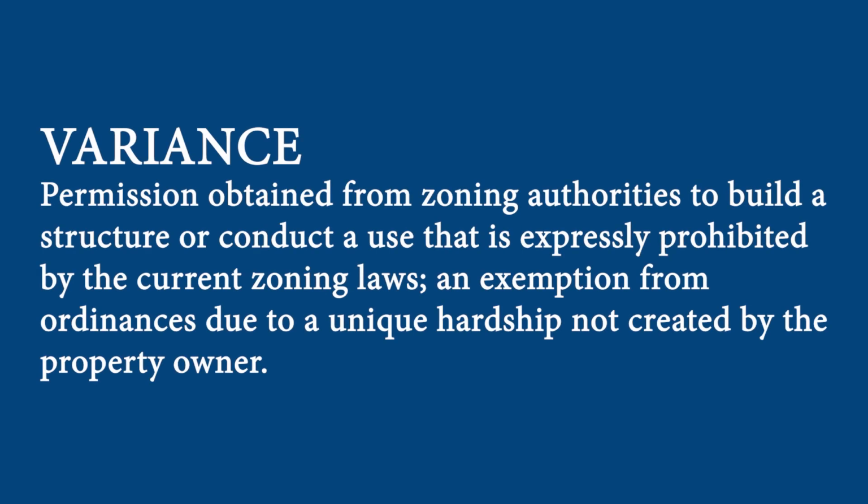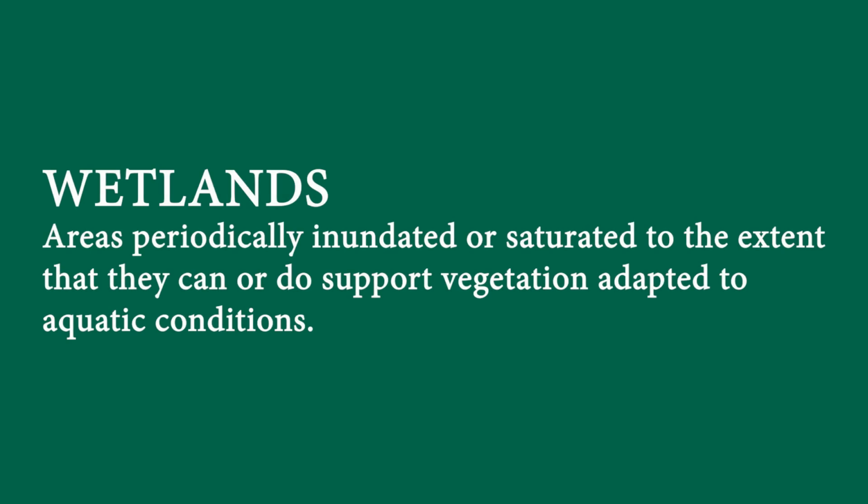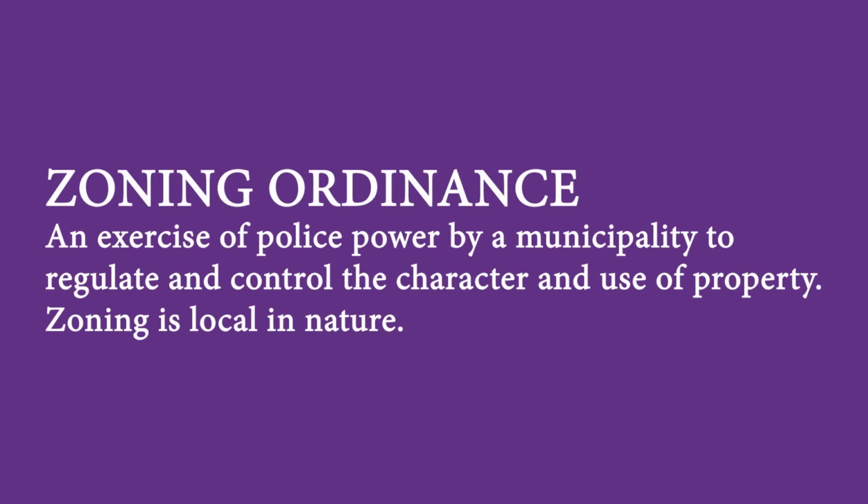Variance. Permission obtained from zoning authorities to build a structure or conduct a use that is expressly prohibited by the current zoning laws. An exemption from ordinances due to a unique hardship not created by the property owner. Wetlands. Areas periodically inundated or saturated to the extent that they can or do support vegetation adapted to aquatic conditions. Zoning ordinance. An exercise of police power by a municipality to regulate and control the character and use of property. Zoning is local in nature.